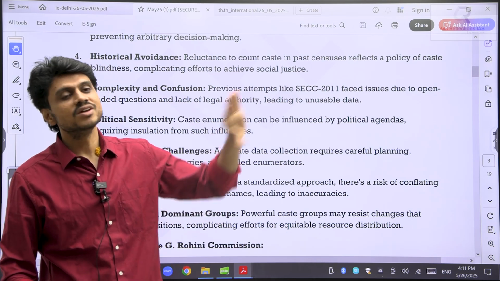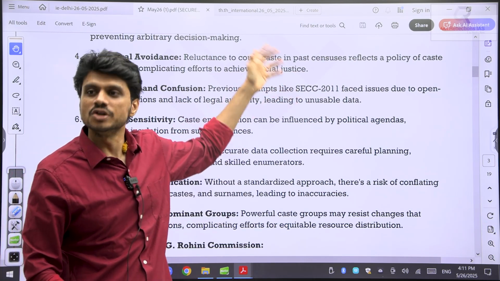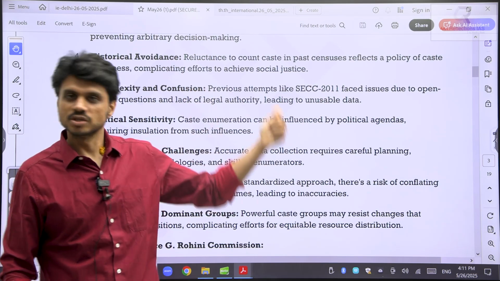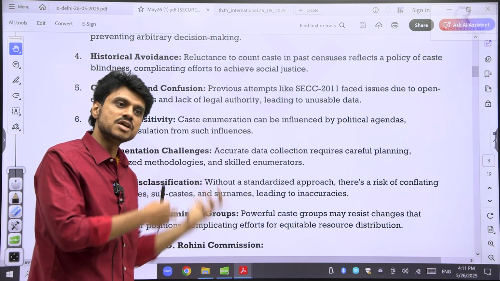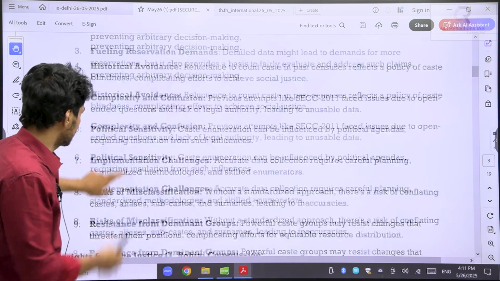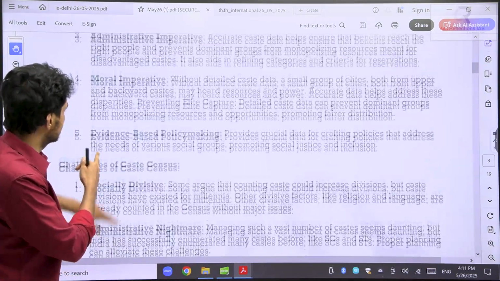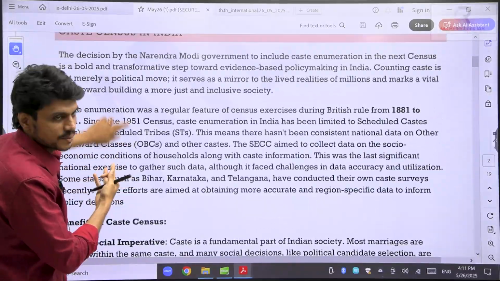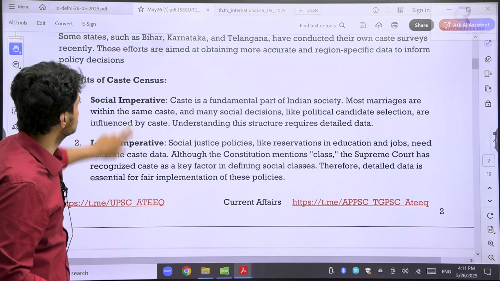I have gone through various articles from 2024, 2023, 2025. I did not find any one point more than this. These are the same points that are being repeated. So if you read the points that I have provided here, the challenges, the significance and the historical context, be it the Times of India or The Hindu, these are the only things.